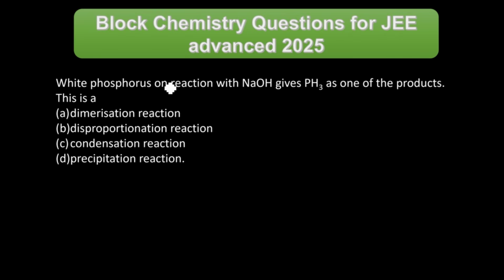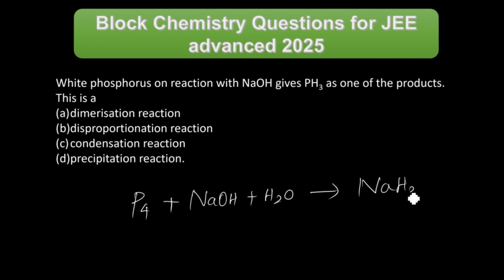Right. Then the next question is: white phosphorus on reaction with NaOH gives phosphine as one of the products. What kind of reaction is this? Dimerization, disproportionation, condensation or precipitation. So white phosphorus with NaOH and H2O will produce NaH2PO2 with phosphine. As you can see, one phosphorus is there on the reactant side, but on the product side I am having two.